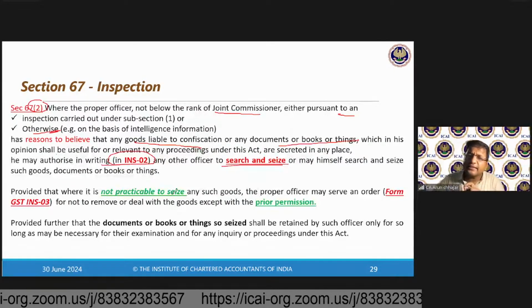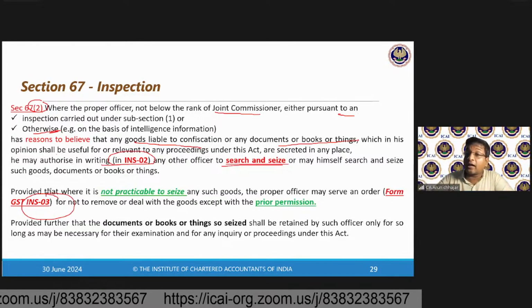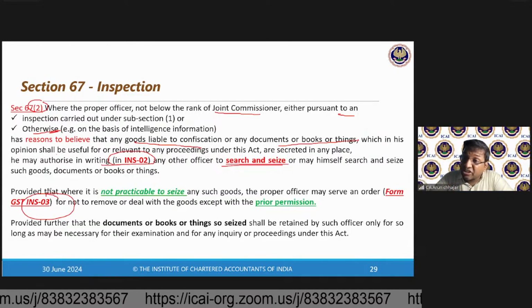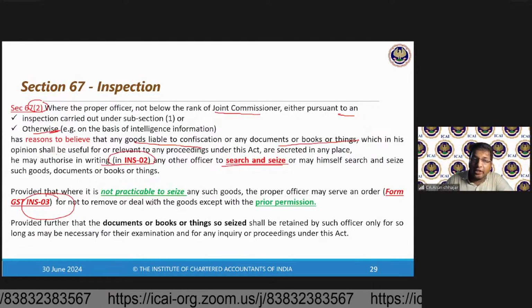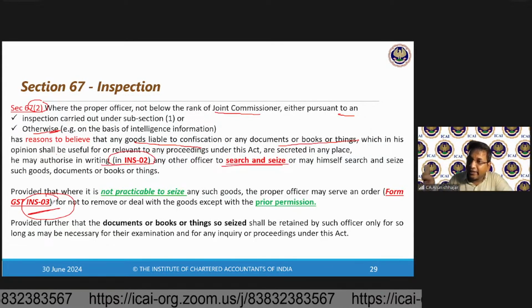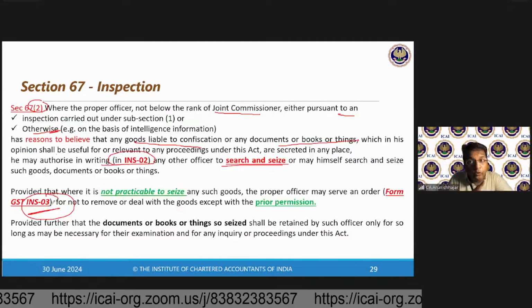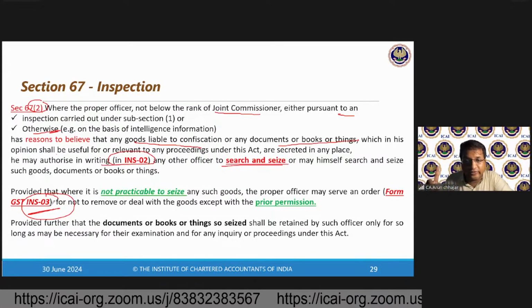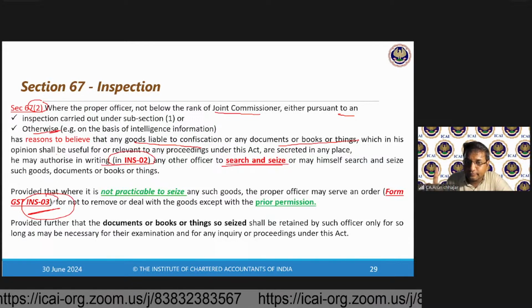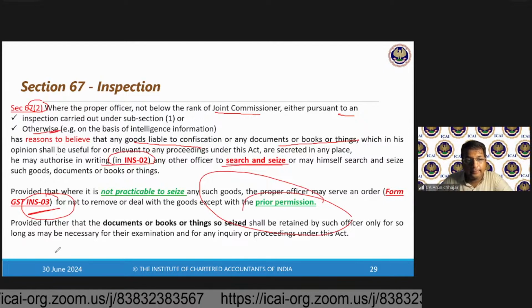things. And sometimes it is not practicable to seize. Might be the goods are too much, or the machine are very large, and it is not possible to move that particular goods. Then they can issue the INS 3. They can issue the direction that the registered person will not move these goods without obtaining the permission from the officer. He will not deal the goods without the prior permission.